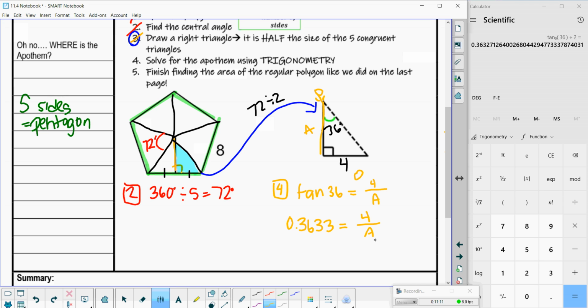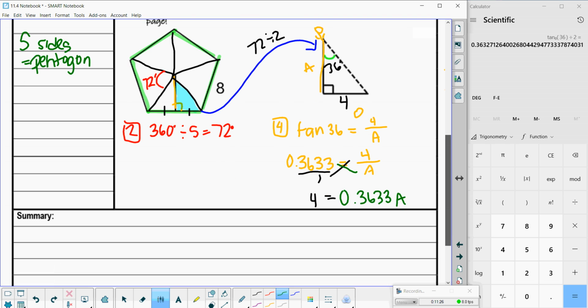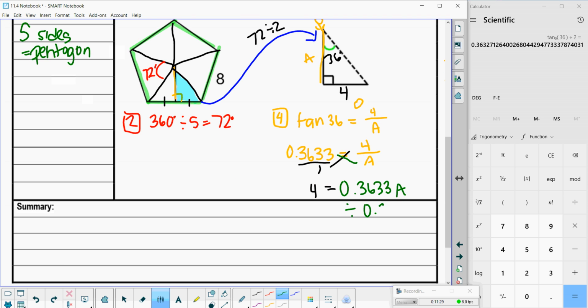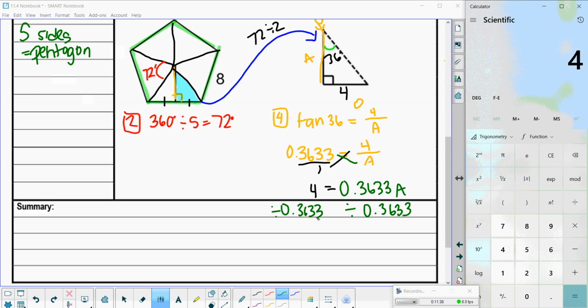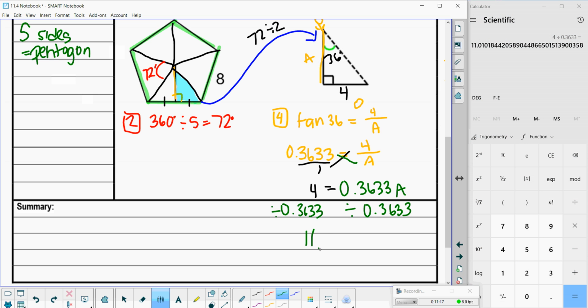And now this is where we cross multiply. Write it over 1. So 4 equals 0.3633A. So we need to divide both sides by our decimal. So 4 divided by 0.3633, enter, 11.010 equals our apothem.